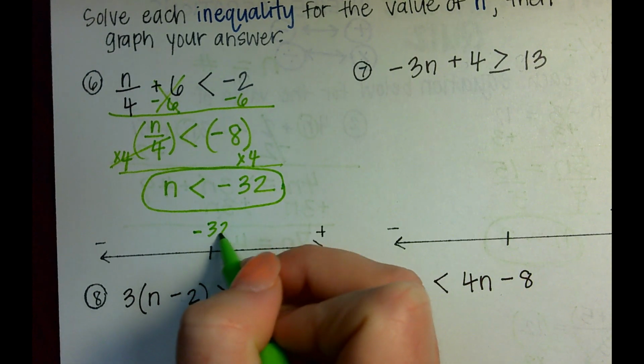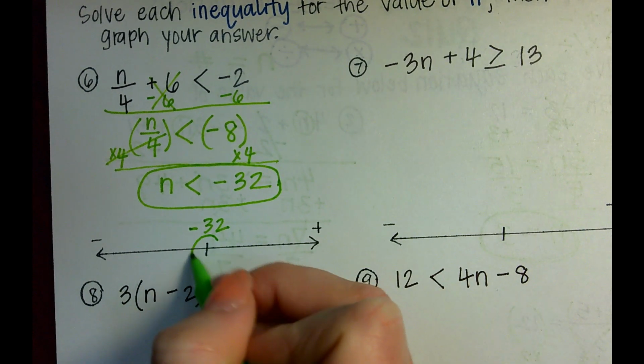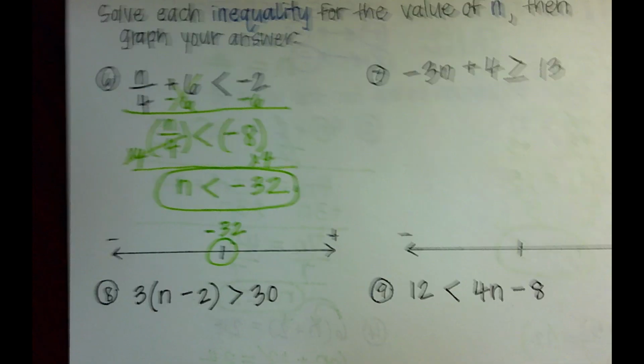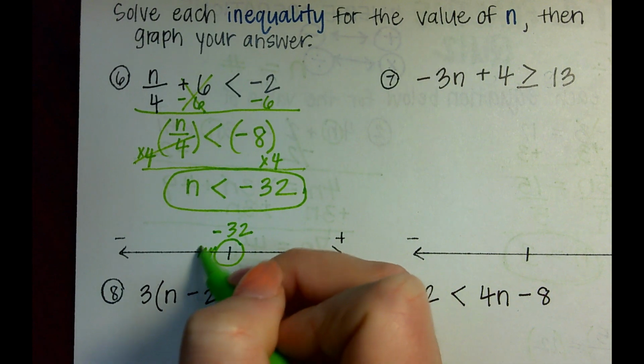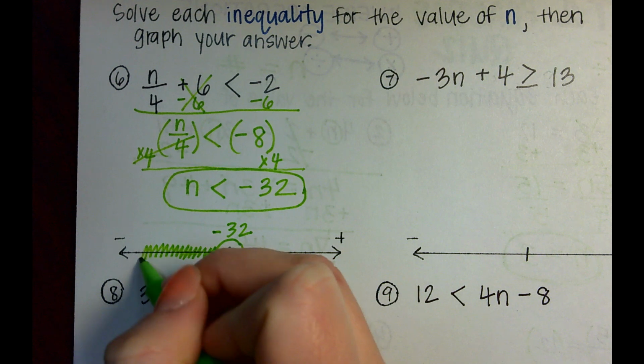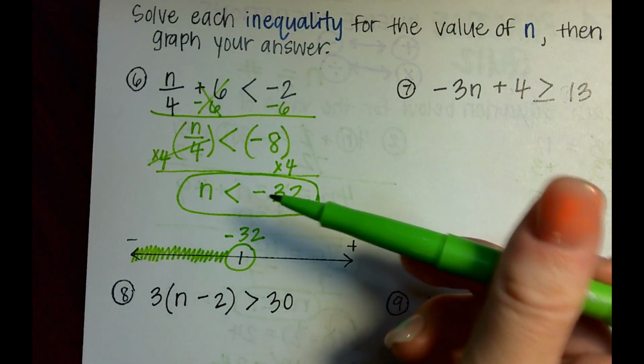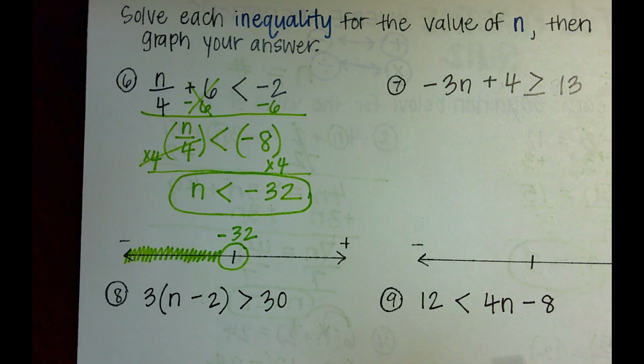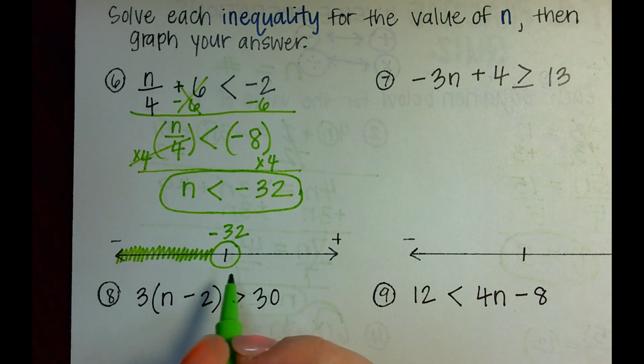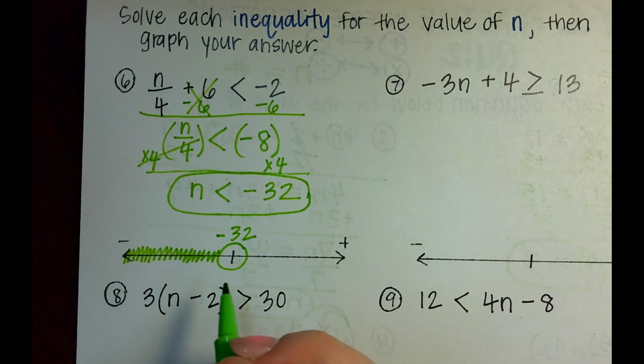Negative 32. Circle it. Don't shade it. Perfect. And to the left, because it's less than. Just shade in the direction the arrow is pointing. Perfect. Okay. Any questions on number 6?